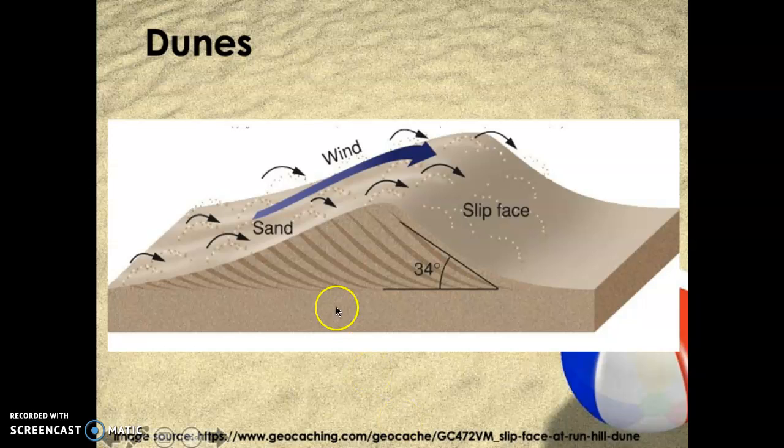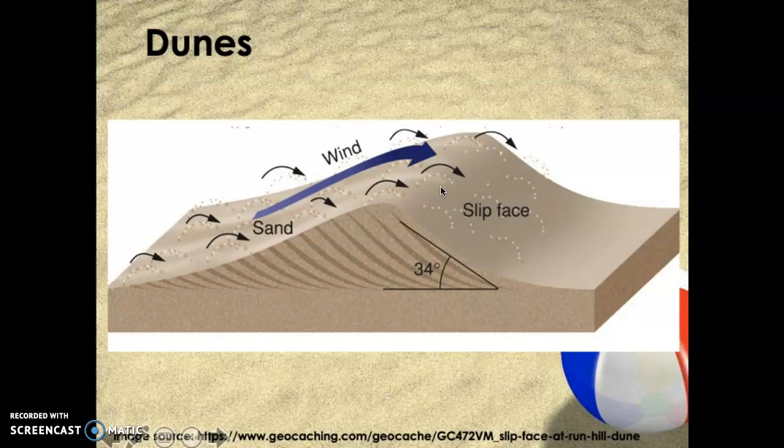And if we want to build a deposit like a sand dune, you need a ramp. So the windward, or the upwind side of a sand dune, has a fairly gentle slope. It allows the wind to bounce the sand up the side of the dune. And then when it gets to the top, it's out of the wind, and so it just slides down what we call the slip face.